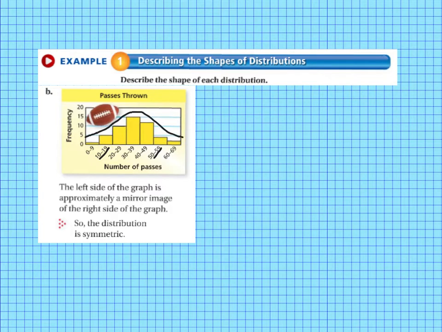And there's not an obvious tail. So that means that they're a mirror image, so they are symmetrical. So if I could find the middle, you could draw a line right down the middle, and the distribution is symmetric.